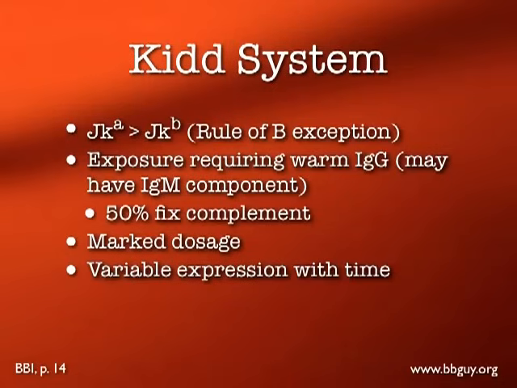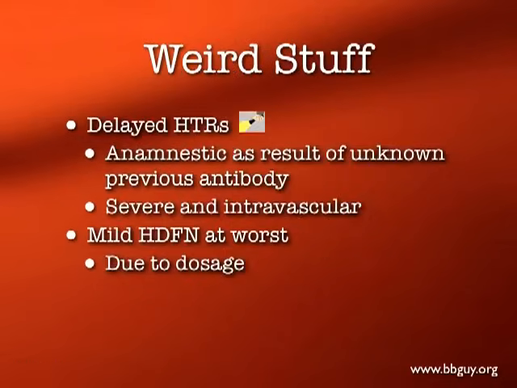In other words, they can easily react completely negative against a heterozygously expressed Kidd antigen and react very strongly with a homozygous Kidd antigen. And they have variable expression over time. In other words, the antibody can form, it can be obvious, and then as time goes by, it can completely disappear. And that's why Kidd antibodies are famous for causing delayed hemolytic transfusion reactions as well. A lot of famous stuff for Kidd, right?